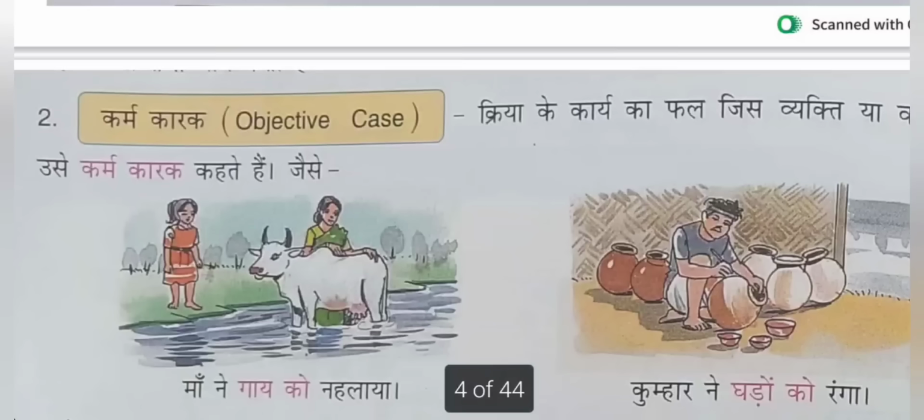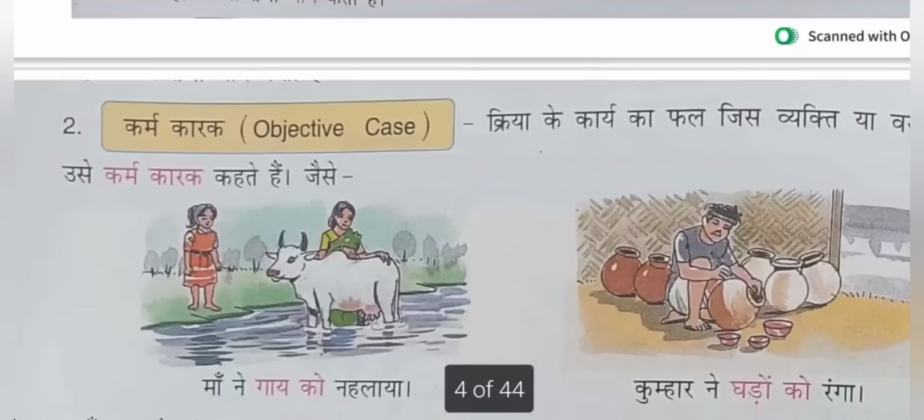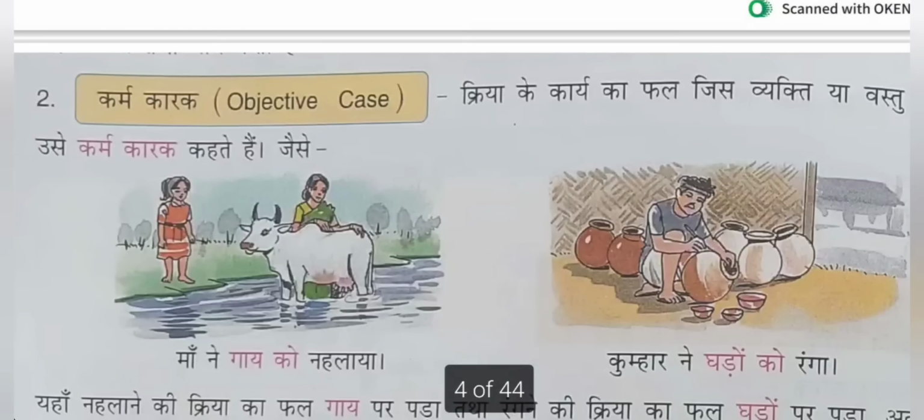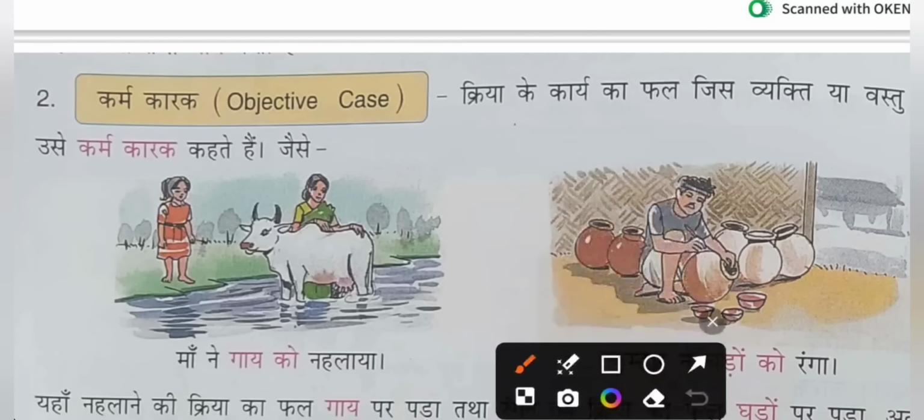So next one is karam karak, objective case. क्रिया के कार्य का फल जिस व्यक्ति या वस्तु पर पड़े उसे कर्म कारक कहते हैं. The person or the thing on which the result of the action is put on. We call that object karam karak. So the action, on whom it falls, that is karam karak.